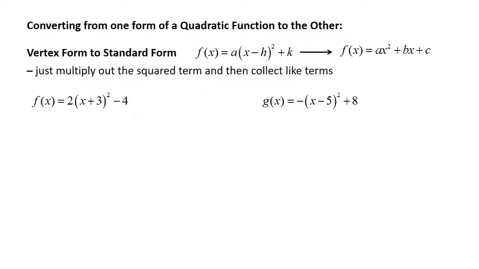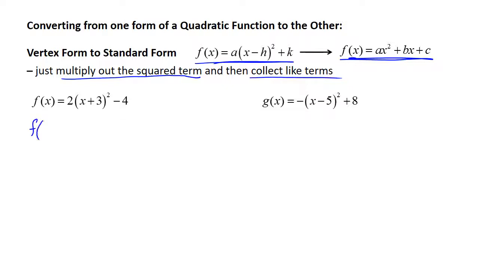Because there are advantages to each form of a quadratic function, it's handy to know how to go back and forth from one to the other. We're going to start with the easy direction. That's taking vertex form to standard form. It turns out to go from vertex form to standard form, you really just have to multiply out the squared term and then collect like terms. So we'll look at two examples.